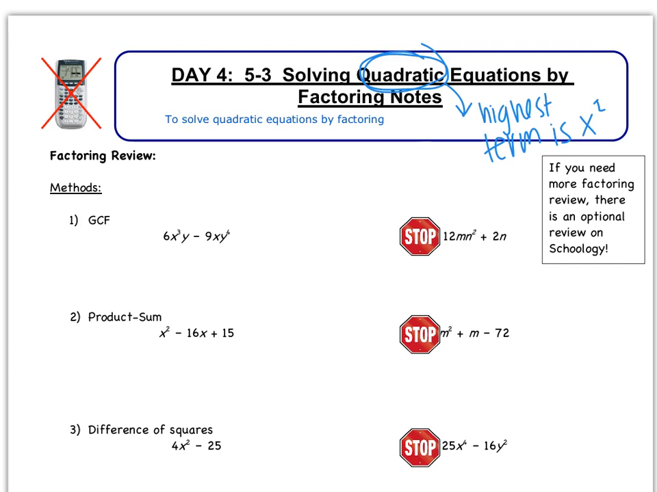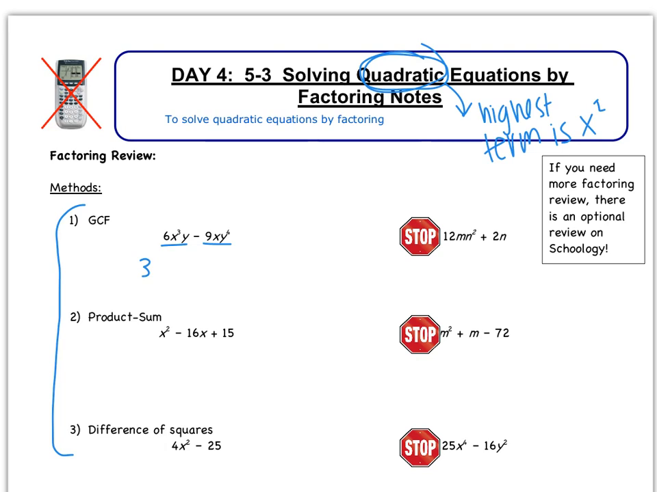There are 3 main methods that you should know for factoring already, and they're over here to the left. There's GCF, so the greatest common factor, product sum, and then the difference of squares. You should always start out with the greatest common factor. So you're going to look at all your terms and see, is there anything in common that I can take out? So in this first example, if I'm looking at both terms, just at the numbers, the 6 and the 9, I can take out a 3. So they're both divisible by 3.